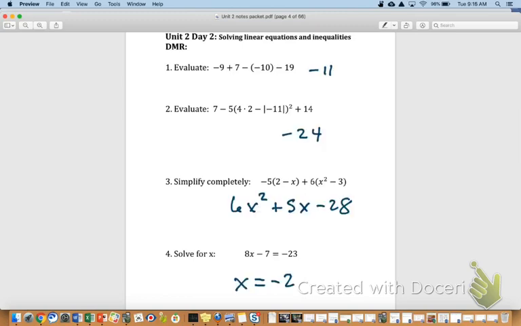And they are right there. Okay, so I think number 1 is negative 11. And number 2, I think, is negative 24. So on and so forth down the list there. The last one is x equals negative 2. So please be checking your answers.